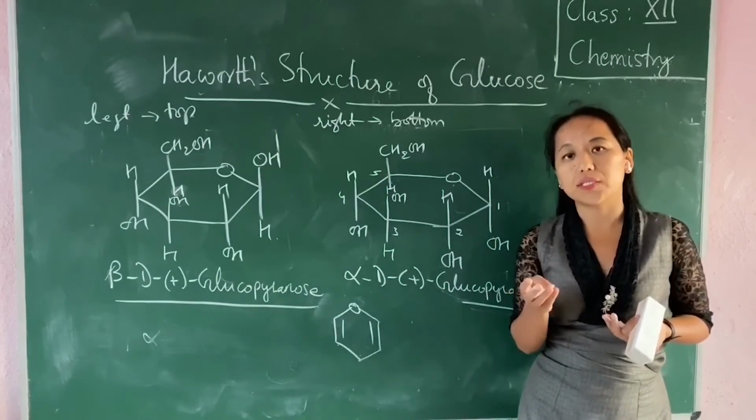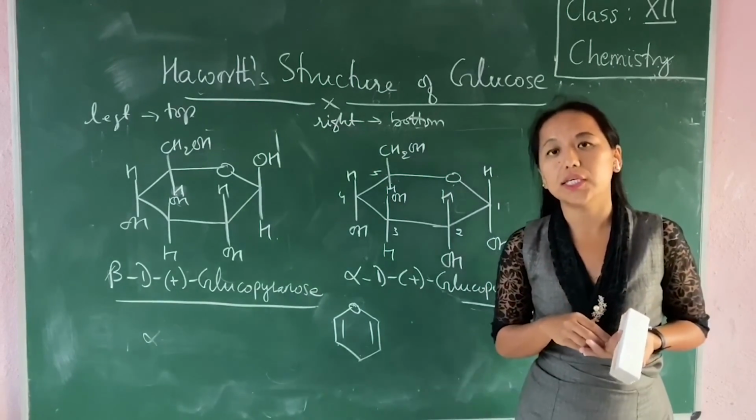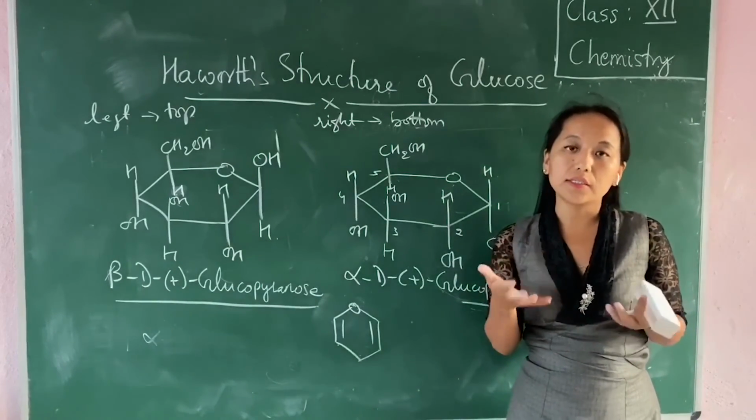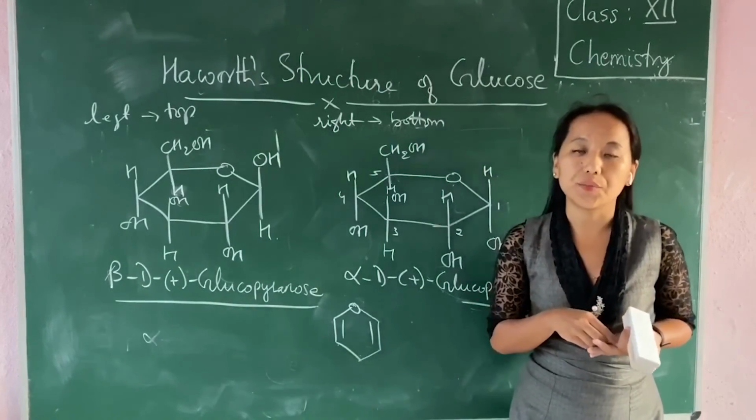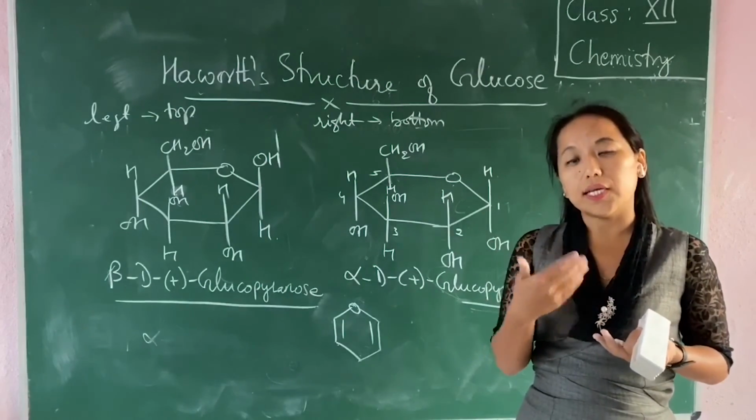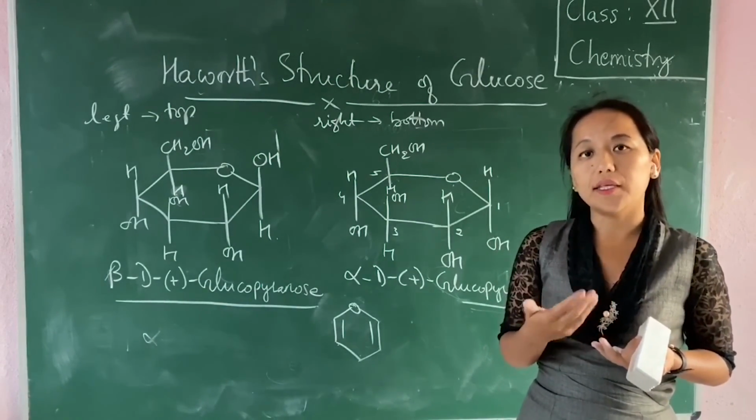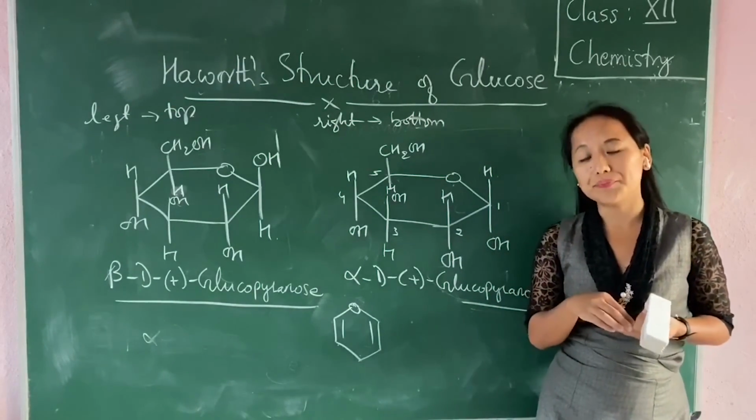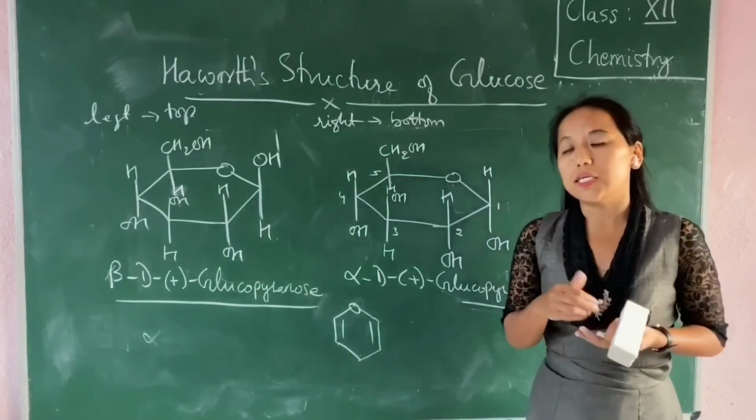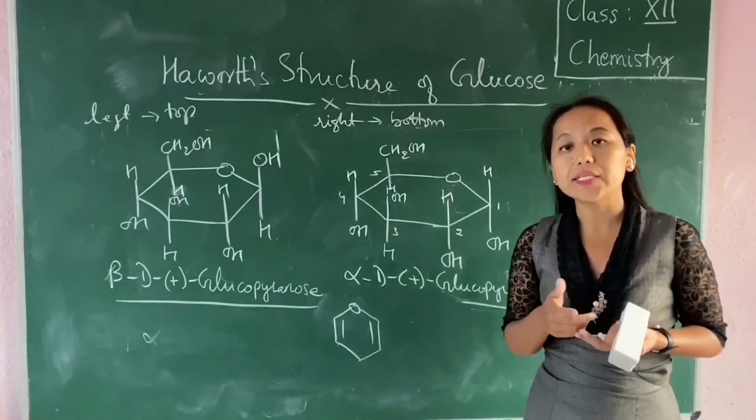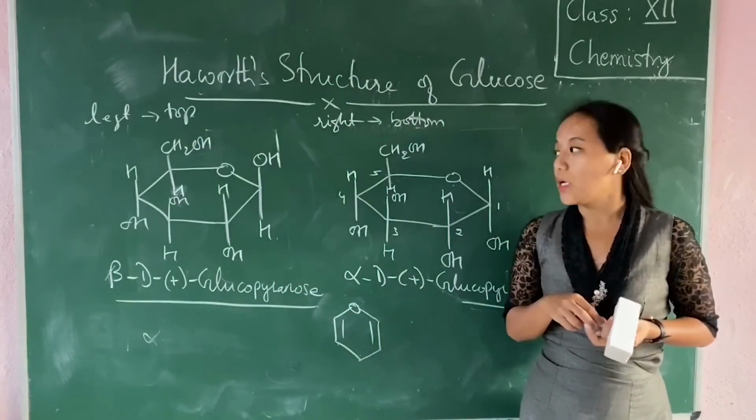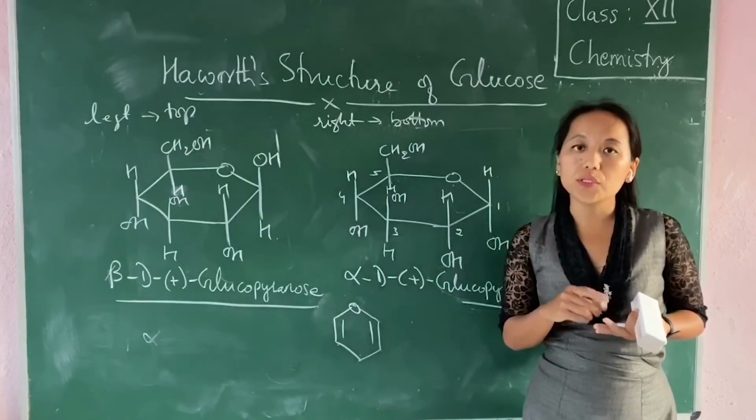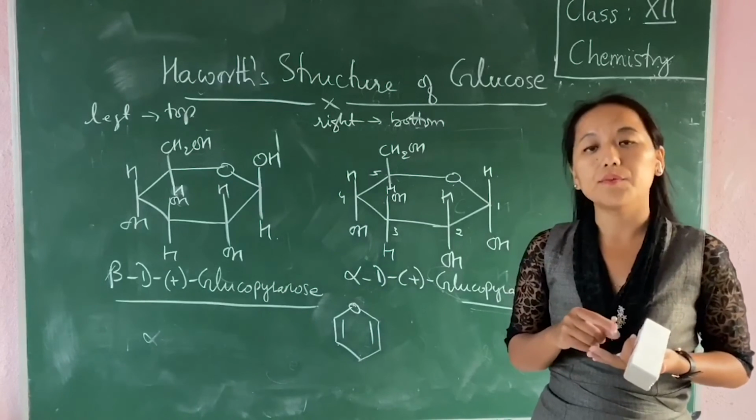And then structure of glucose, a monosaccharide: open structure, cyclic structure, and Haworth structure. The open structure and the experiments, then the cyclic structure, and then the Haworth structure. And then structure of fructose, and disaccharides, polysaccharides. So in the next class, I'm going to do the structure of fructose and then disaccharides and then the polysaccharides.